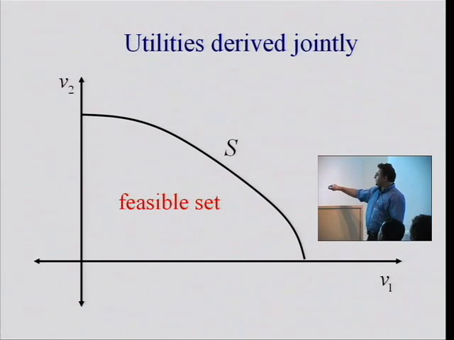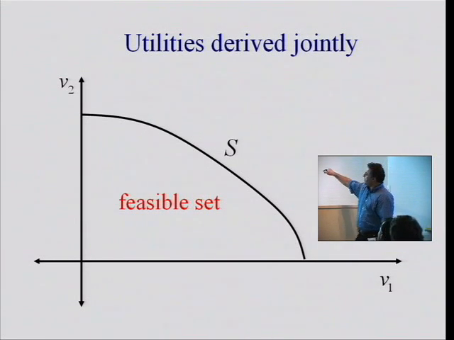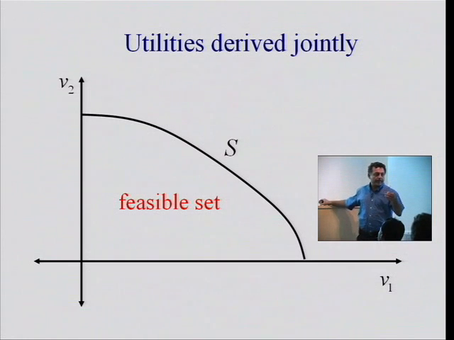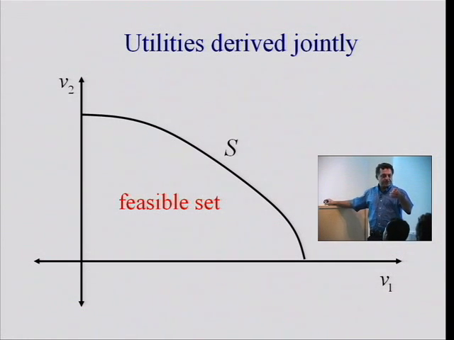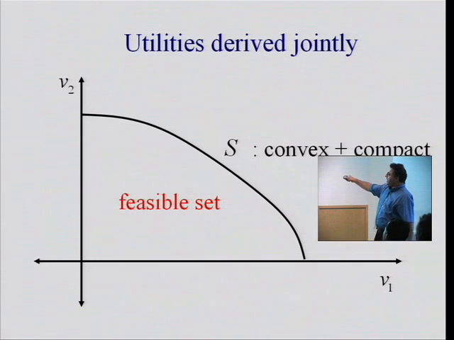So the x-axis is the happiness of player 1. The y-axis is the happiness of player 2. And for any point here, the vector represents some way of sharing the 2 houses, and the happiness is accrued by the 2 players. Okay, and an assumption on this set S, this is called the feasible set, is that it should be convex and compact.